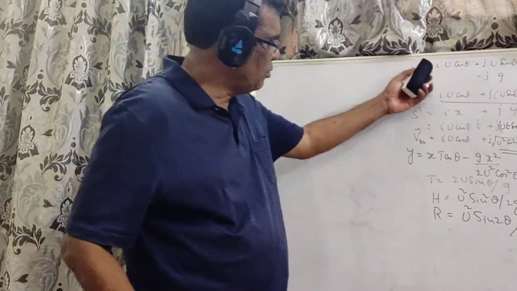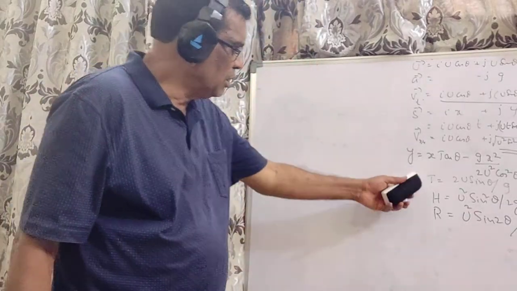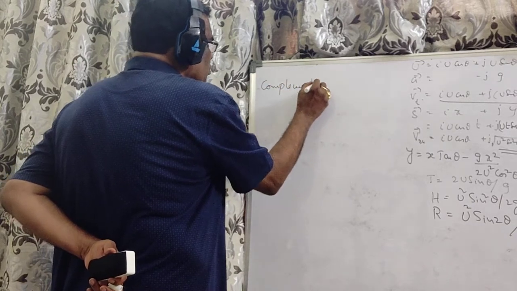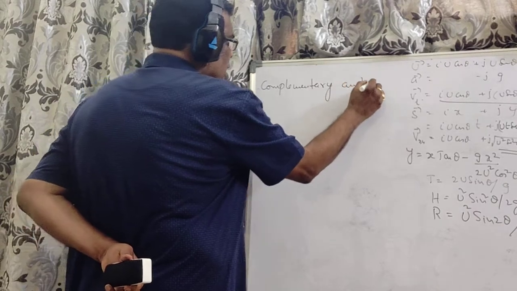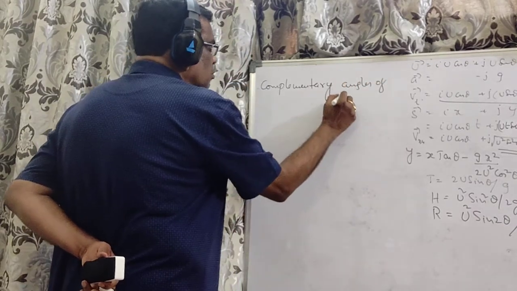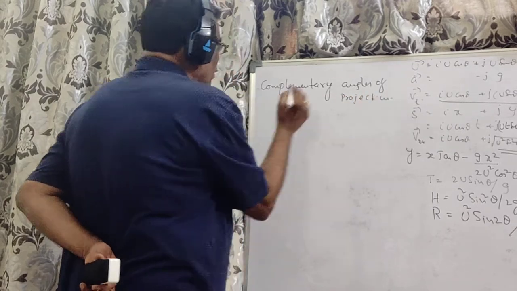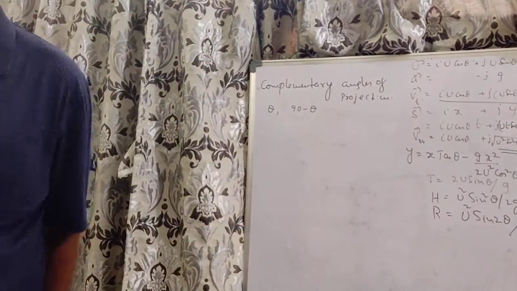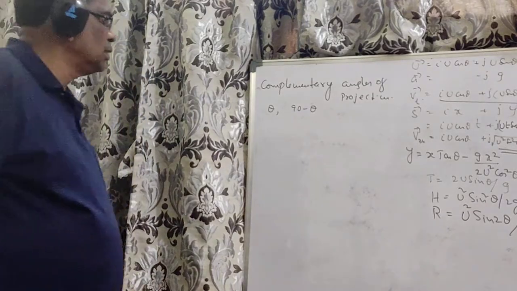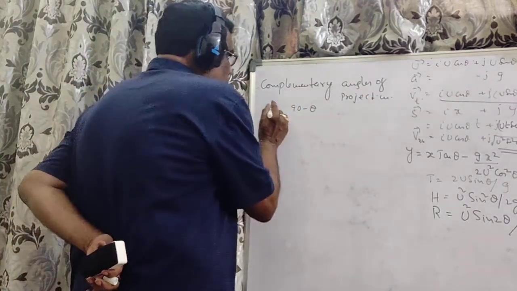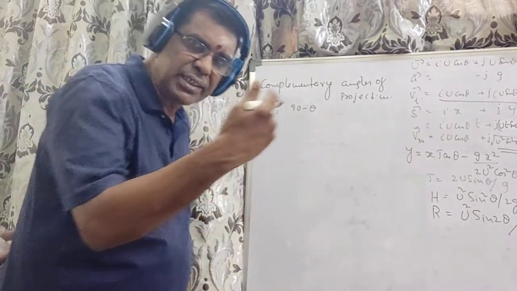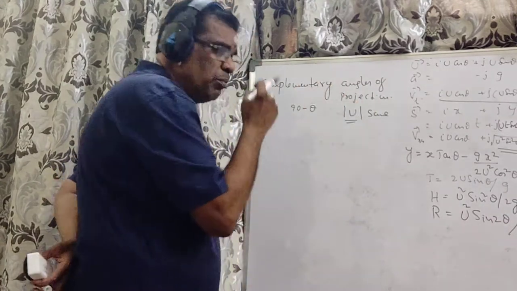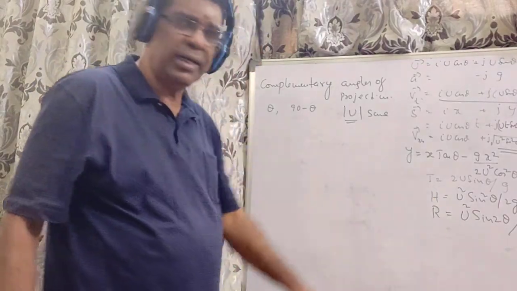Okay. Now, with this background, let me tell you, suppose complementary angles of projection means theta and 90 minus theta. Theta with horizontal. So if I project the same thing with the same u, mod u is same. I am going to now compare these cases.